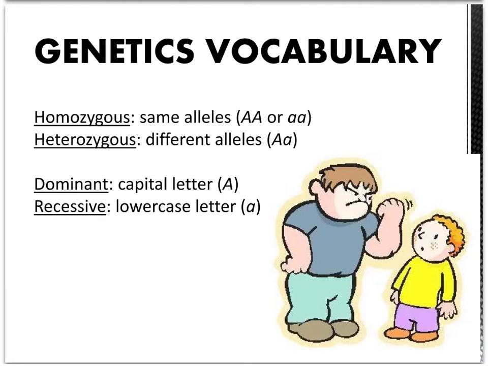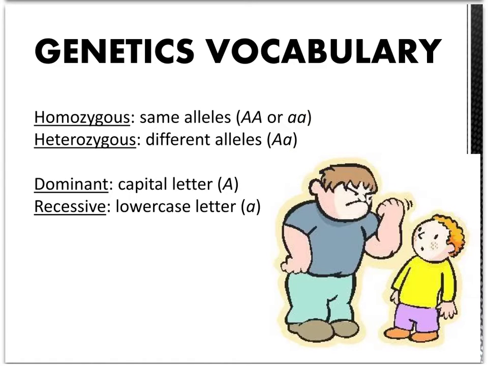A genotype can be homozygous or heterozygous. A homozygous genotype has the same alleles, for example, big A, big A or little a, little a. A heterozygous genotype has different alleles, like big A, little a. Different alleles are classified as dominant or recessive. The dominant trait is written in capital letters and almost always masks the recessive, which is written in lowercase letters.